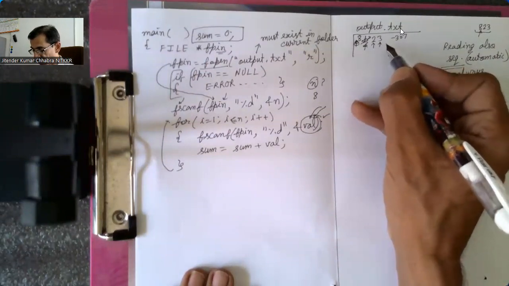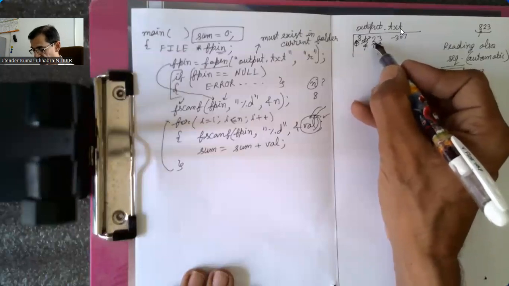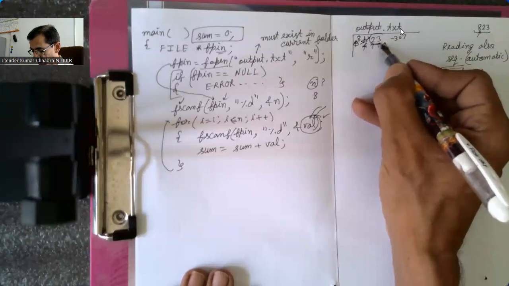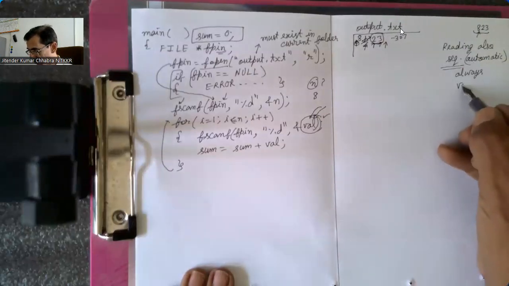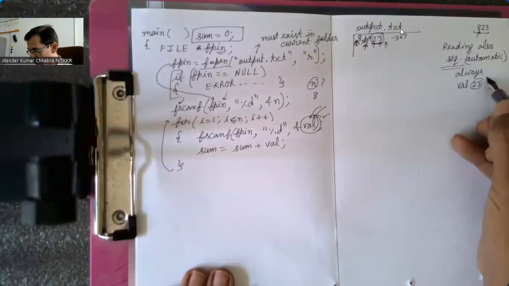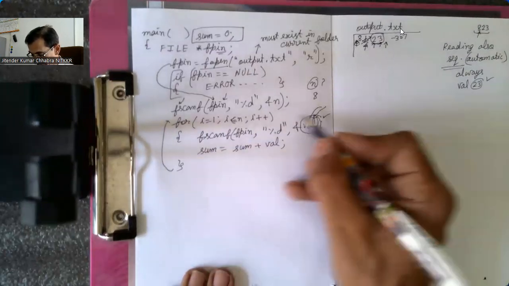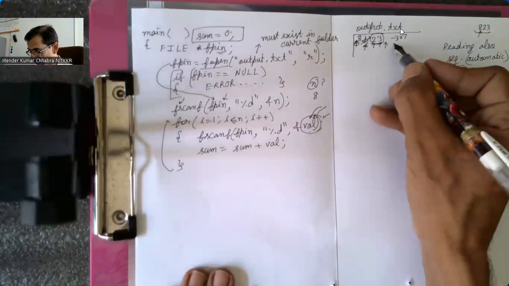After 2, there is another digit. So it says the integer is still continued. 23. Now a blank comes. So it becomes 23 as the val variable. 23 read, sum added, again command repeated, again val to be read.